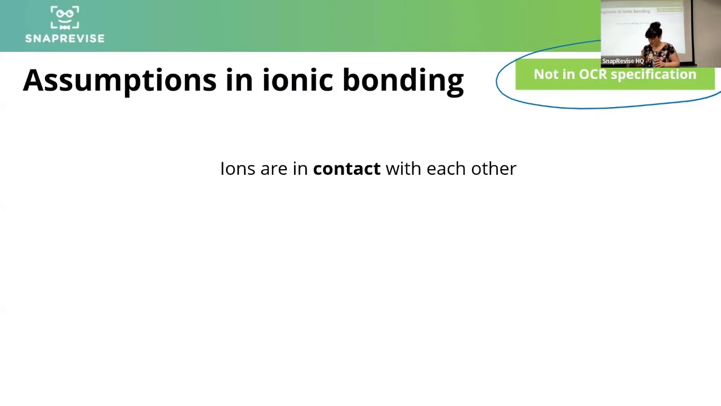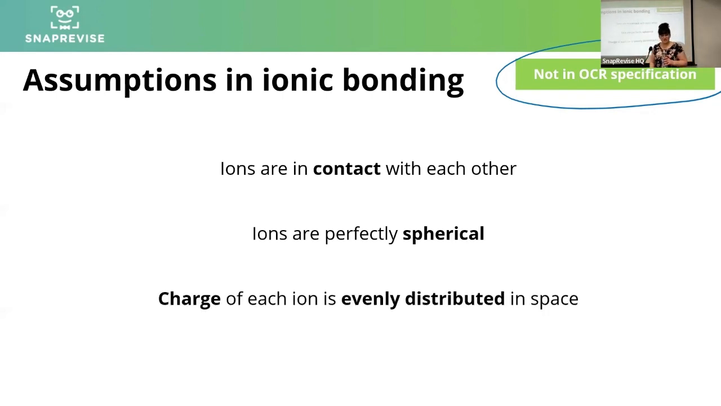So, assumptions in ionic bonding, there's only a couple. Our assumptions are that ions are in contact with each other, so there's no gaps between ionic bonds. Ions are perfectly spherical. Of course, they're not, because atoms and ions aren't solid balls, but this is an assumption we need in order to discuss ionic bonding. And the charge of each ion is evenly distributed in space. Again, that's not the case because electrons move around all the time. The nucleus is the positive center, so the charge across the ion is not going to be evenly distributed, but we have to make that assumption in order to be able to discuss and model ionic bonding.